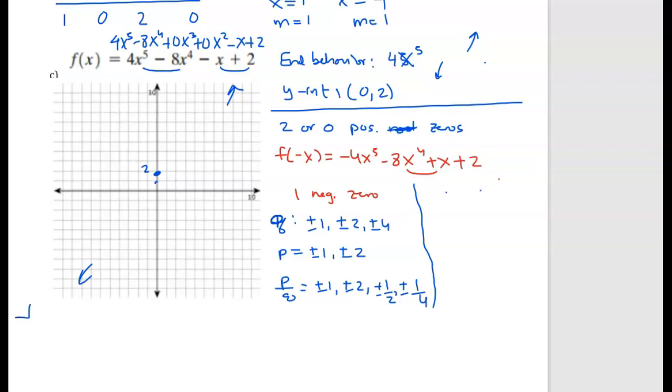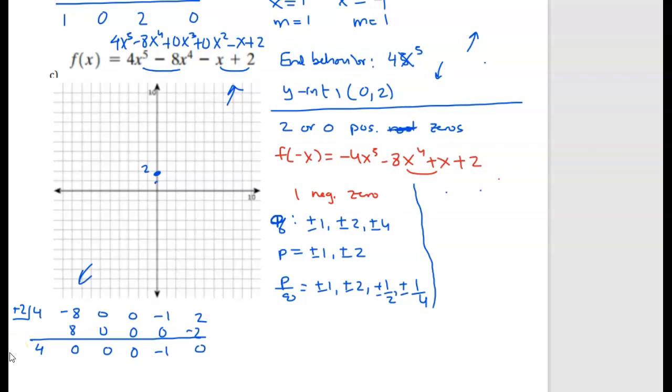Alright, so let's do positive 2. 4, negative 8, 0, 0, negative 1, and 2. So we have 4, negative 8, 0, 0 times 2 is 0, 0, 0 times 2 is 0, 0 times 2 is 0, negative 1, negative 1 times 2 is negative 2, 0. Okay, yay, we got something.